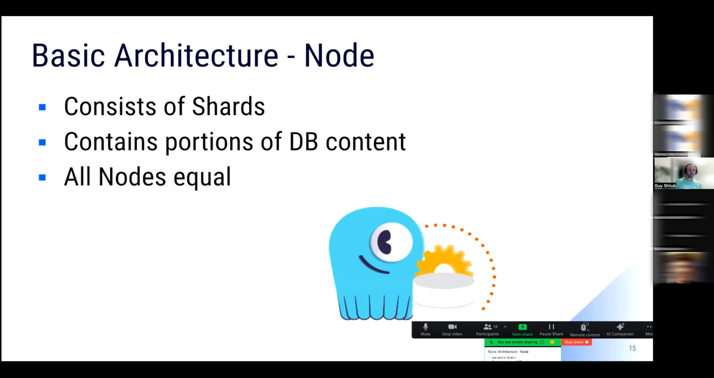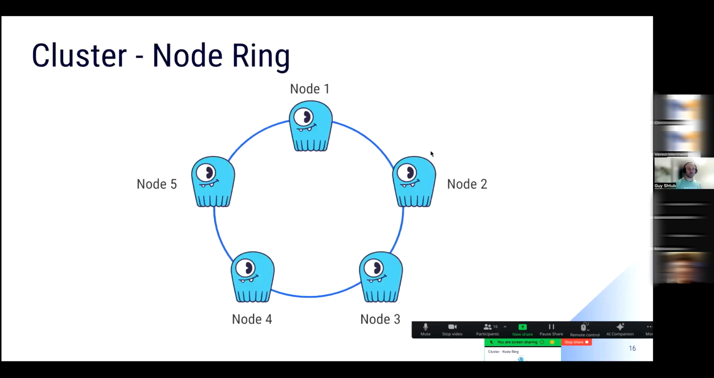In ScyllaDB, each node contains a portion of the database content, and all nodes are created equal. So that means that unlike other databases that have the concept of leader follower or master slave or however you want to call it, in ScyllaDB as well as in Apache Cassandra, all nodes are created equal, and that goes together with high availability because there's no single point of failure. Even if one or more nodes go down, the database can still serve requests.